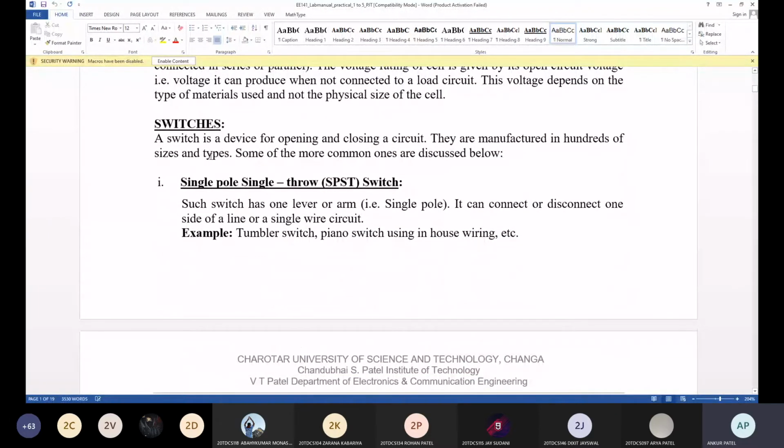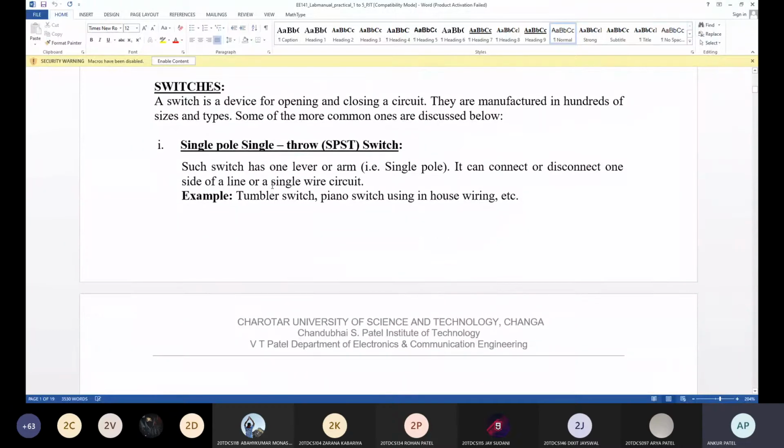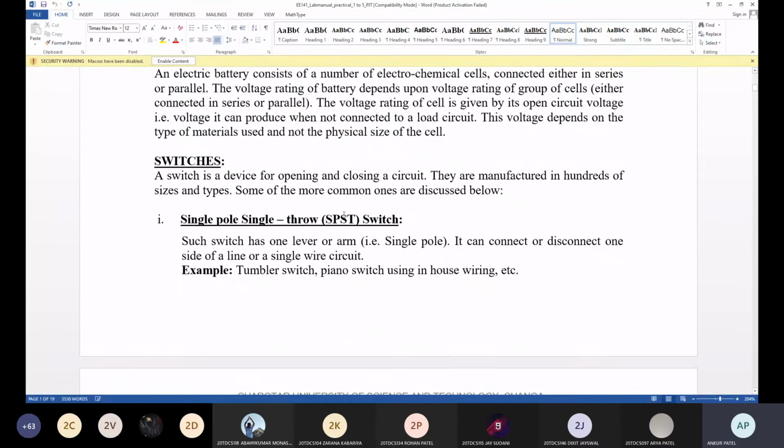Now switches. There are various switches that you are using in your daily routine life: single pole single throw switch, single pole double throw switch, double pole single throw switch, and double pole double throw switch. A single pole single throw switch means you can operate one device at a time. Suppose I want to turn on a fan, then I just make it on and off. So I can connect only one throw. That is called the single pole single throw switch.